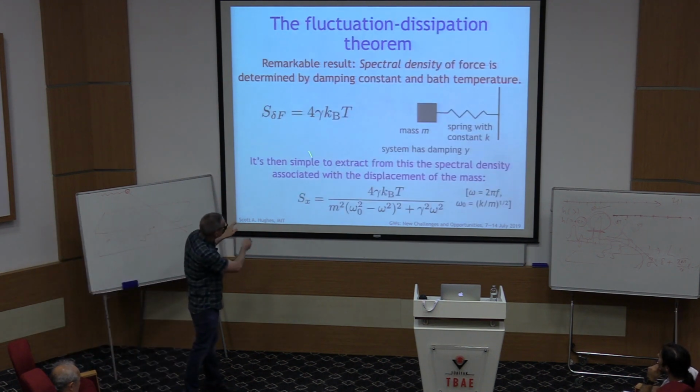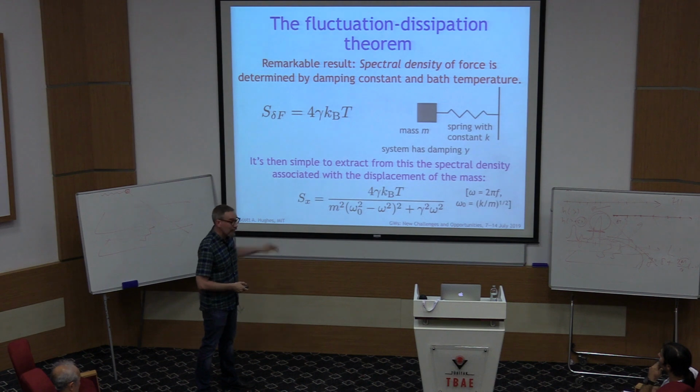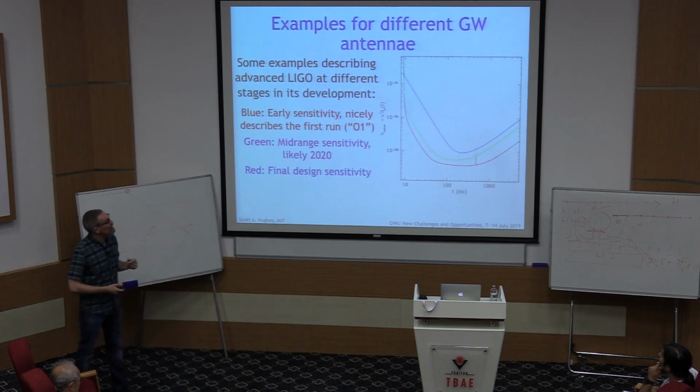Quantities like this are what we fundamentally use to describe the noise spectrum of a LIGO detector. You can think of every one of the little terms going into it as describing, in many cases, a mass spring system kind of like this. So let's look at the way this behaves for different gravitational wave antennae.